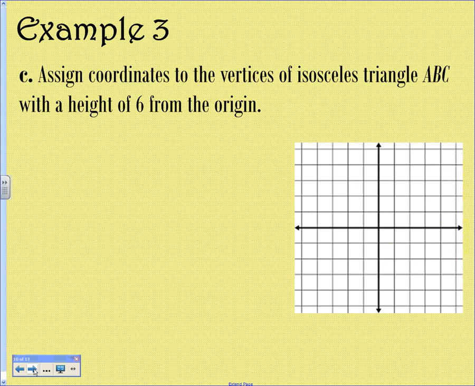Let's look at another one. Assign coordinates to the vertices of an isosceles triangle ABC with a height of 6 from the origin. And there is not just one way to draw this one.